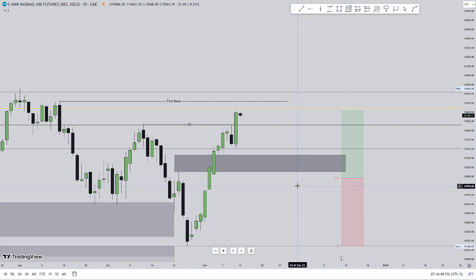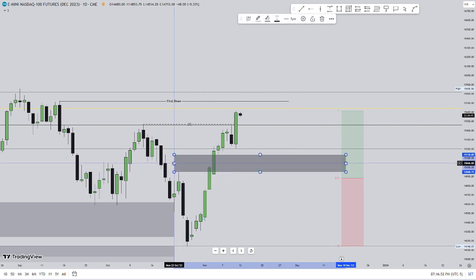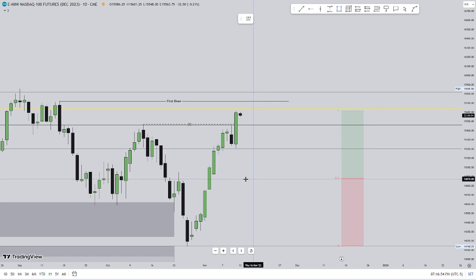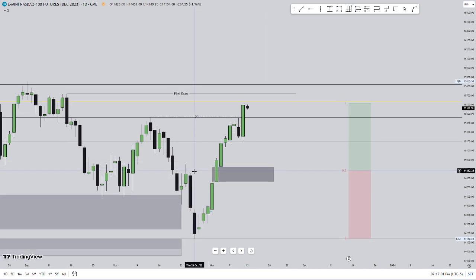Okay, that should be good. So that means that the fair value gap we should probably be targeting is not this one, but the nearest one here. So boom, bam. And then, like I said, we do have that breaker that does play a big part. I'll mark that too.